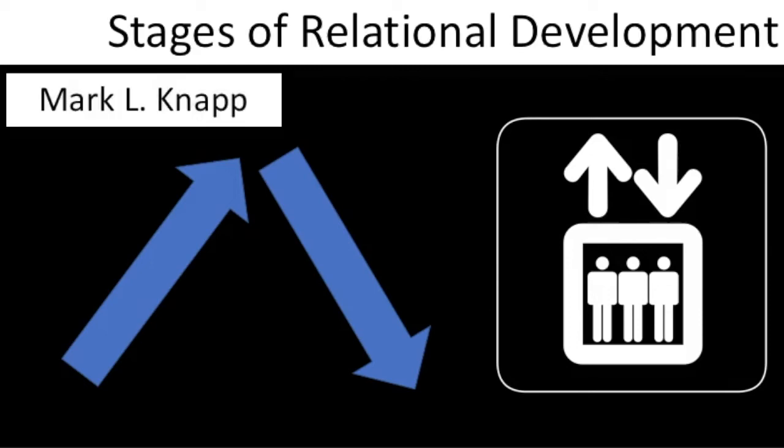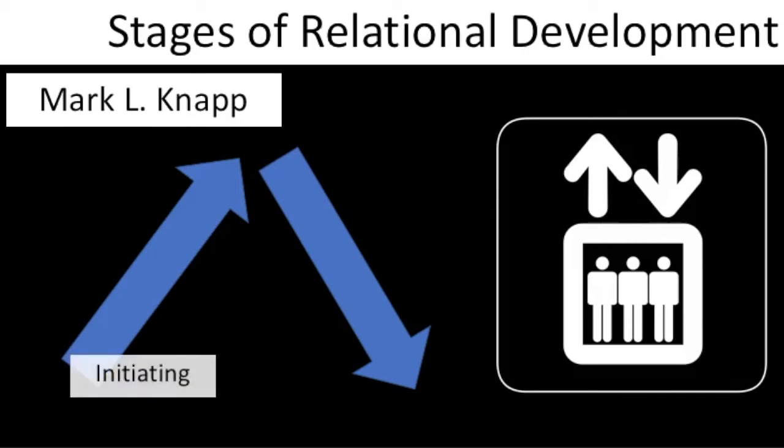This is based on the work of Mark Knapp, a very prominent scholar in the study of nonverbal behavior and interpersonal relationships. Knapp specifically identified 10 stages through which relationships move. This model is actually based upon studies of romantic relationships, but it can be applied to relationships more generally.